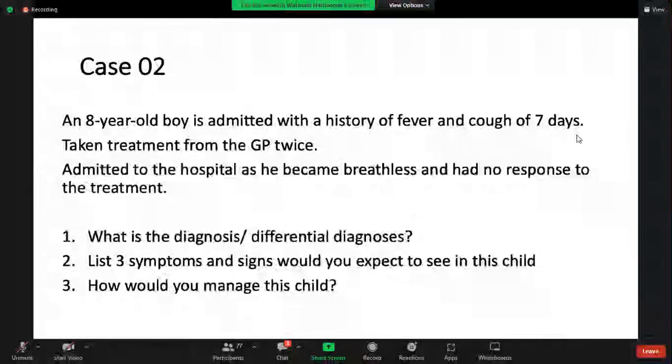Anything else you want to add? Because this baby received treatment twice from a GP, and then despite that, became breathless and came into the hospital. So what else would you do here?